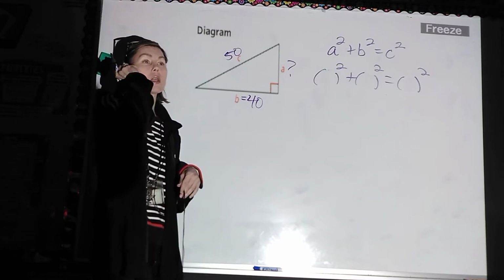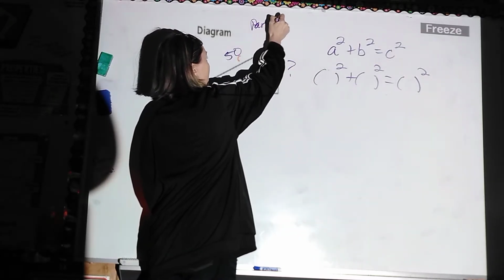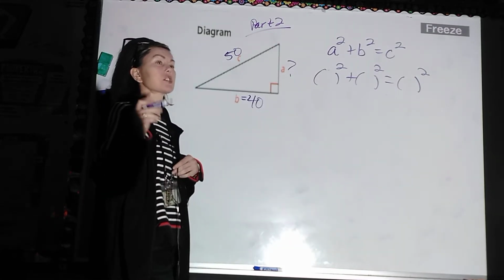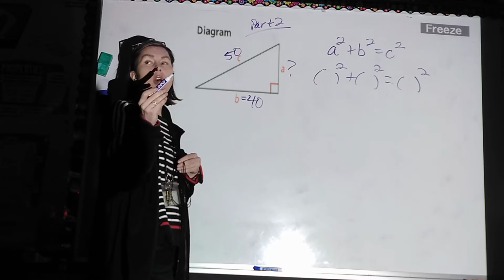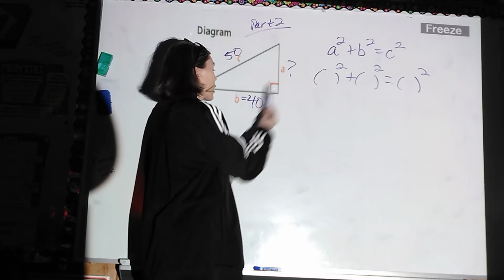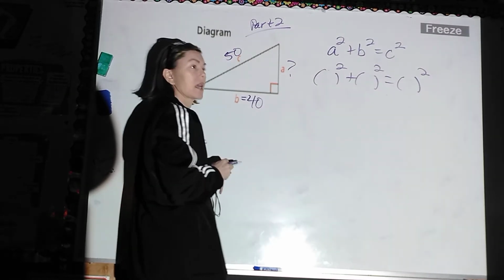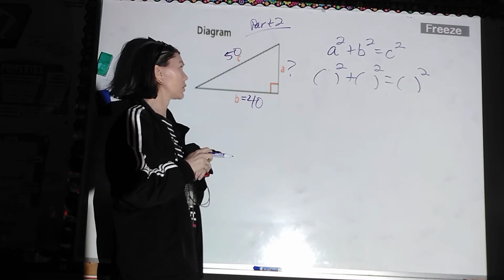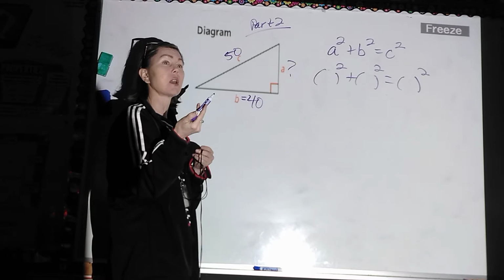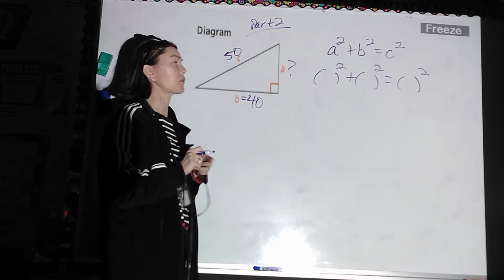Everybody write part 2. Part 2 is if you're solving for A or if you're solving for B. Either one. A or B is part 2. So in the assignment, they'll give you A and B, and that tells you automatically that you have to solve for C. Or they'll give you B and C or A and C, and that means you'll have to solve for one of the legs.